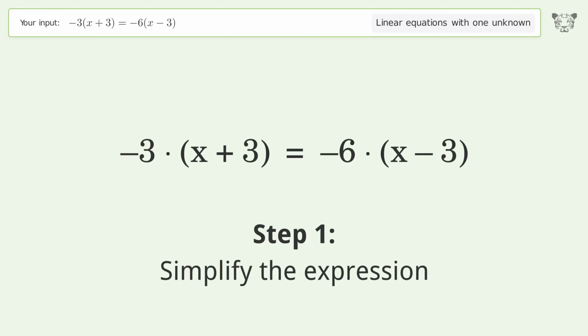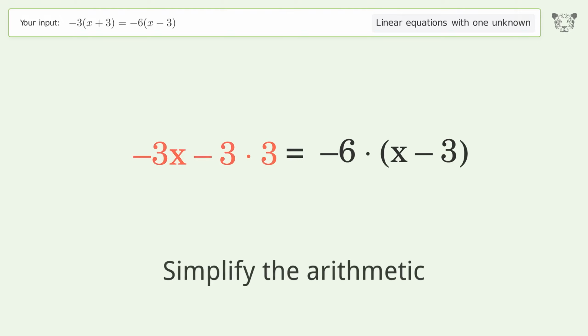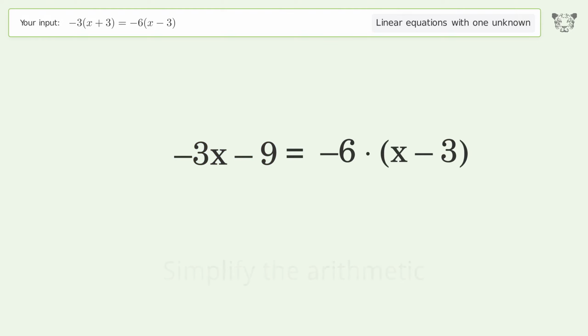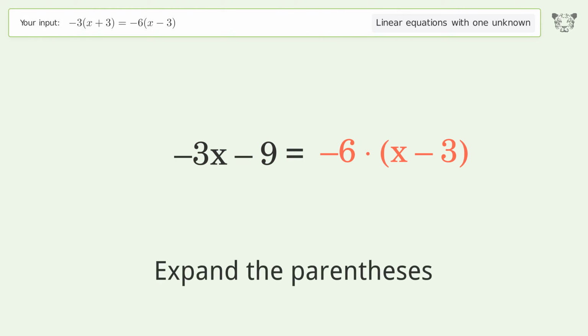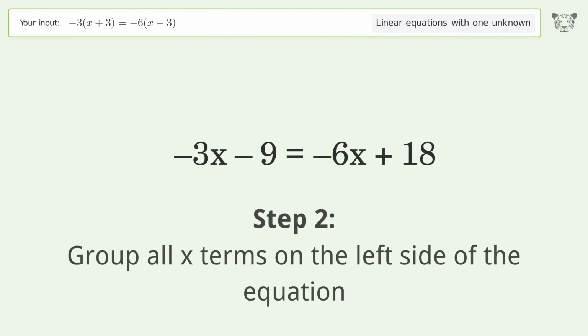Simplify the expression. Expand the parentheses. Simplify the arithmetic. Expand the parentheses. Simplify the arithmetic. Group all x terms on the left side of the equation.